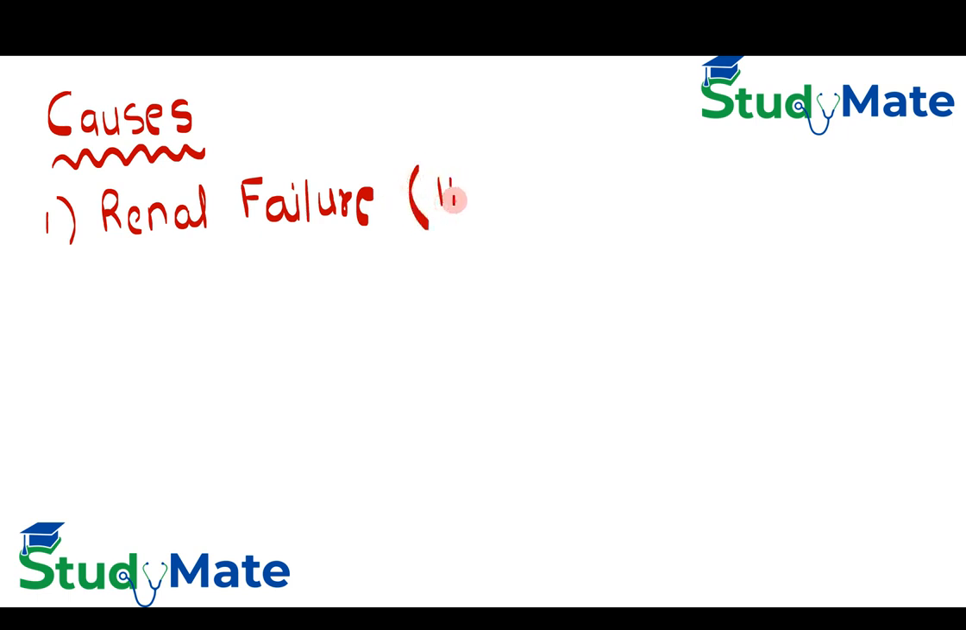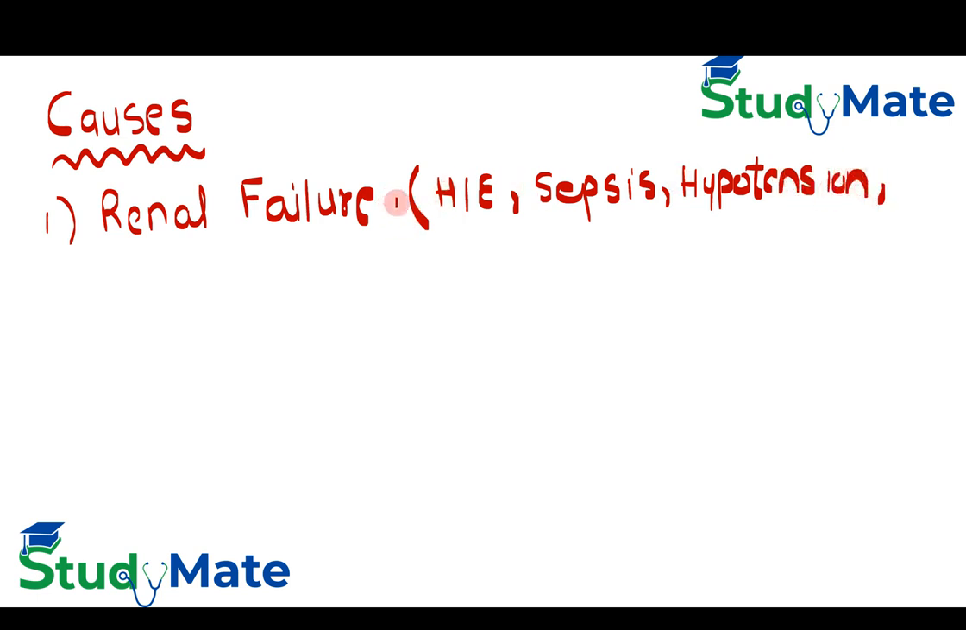It can be due to hypoxic ischemic encephalopathy, sepsis, hypotension that will lead to ultimately decreased renal perfusion and renal failure, and any structural abnormalities in the urogenital system that can lead to renal failure.